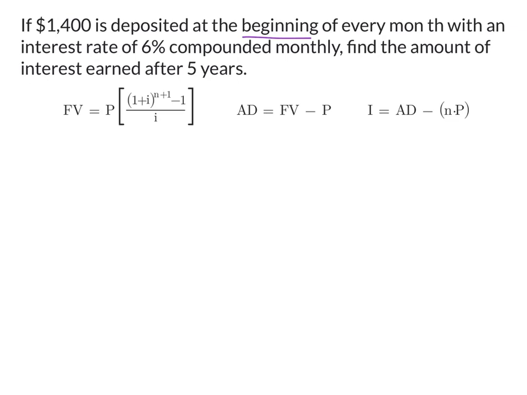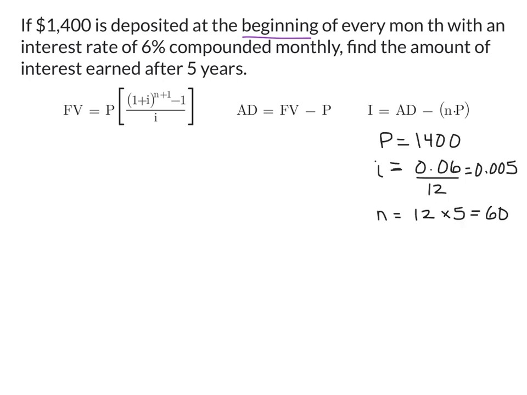Now we're also told that we want to find the amount of interest earned. So first we're going to find the future value. Once we find the future value, we can plug that in to find the amount due. Once we find the amount due, we can now plug that into the formula for interest earned. And this will be the final formula that we'll use that will give us the final answer.